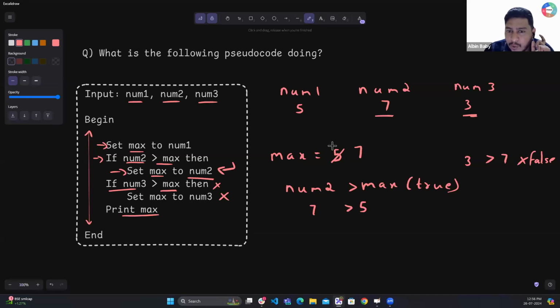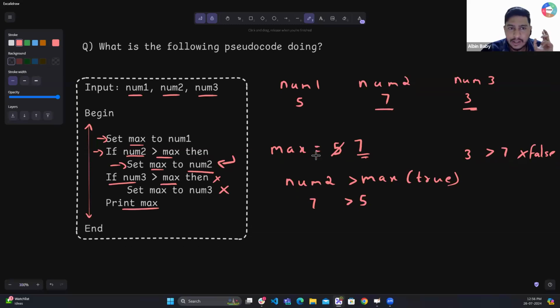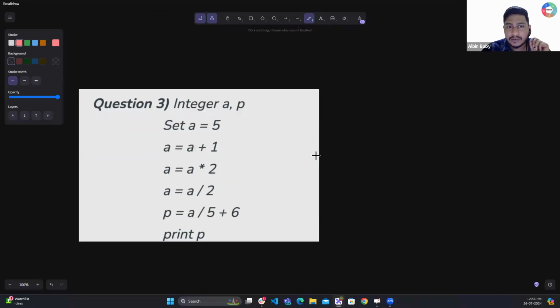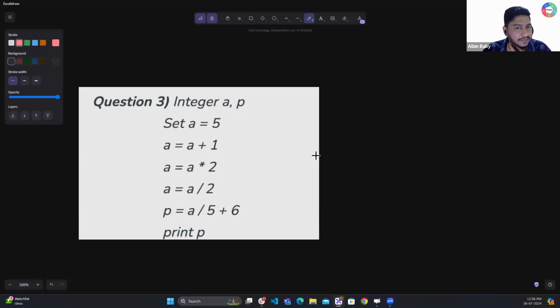Then at the end, what will I do? I'll just print my max, which is 7. Clear pseudocode now? It's not specific to any programming language, right? Even if you don't know any programming language, you are able to understand it. That is pseudocode. What this pseudocode does is figure out, given three numbers, the maximum number out of three. So what does this pseudocode do?